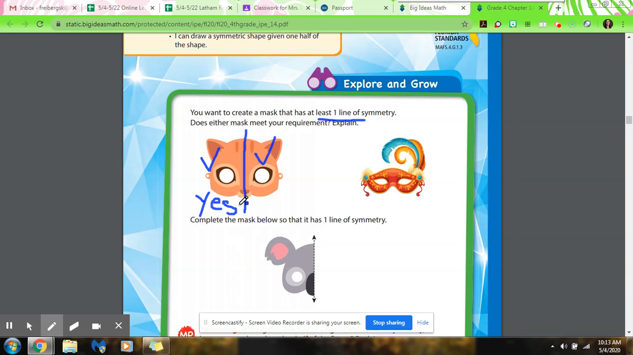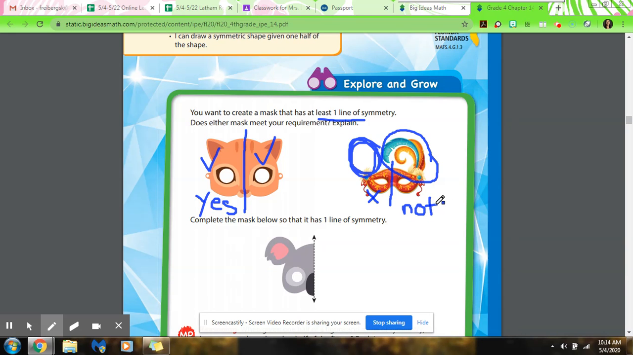Okay, let's take a look at the mask on the right. Let's take a look at something automatically. Take a look at this, the feathers. The feathers are only on one side of the mask. So if I were to cut the mask, would this side, the left side, have the feathers? No, it wouldn't. So this mask does not show line symmetry because it is not exactly the same on both sides. One side has the feathers and the other side does not, so it would not have any line symmetry.